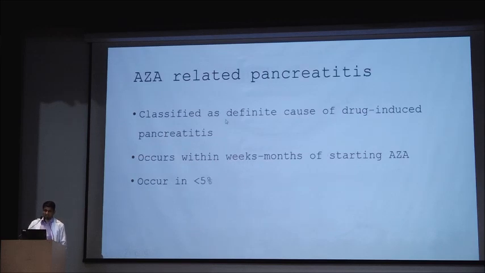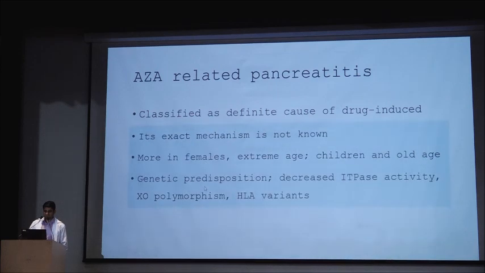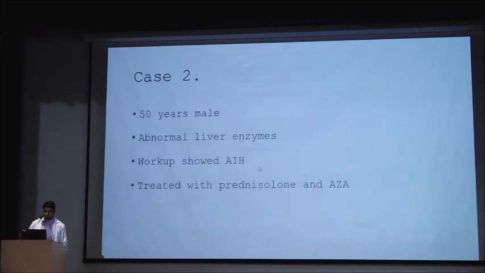Azathioprine-related pancreatitis: azathioprine is considered a definite cause of drug-induced pancreatitis. This complication occurs within weeks to a month of starting azathioprine, and occurs rarely, in less than 5% of the population who receive azathioprine. The exact mechanism is not known, but females are more prone, and children and older people more than 60 years. These are the prone population for acute pancreatitis related to azathioprine.